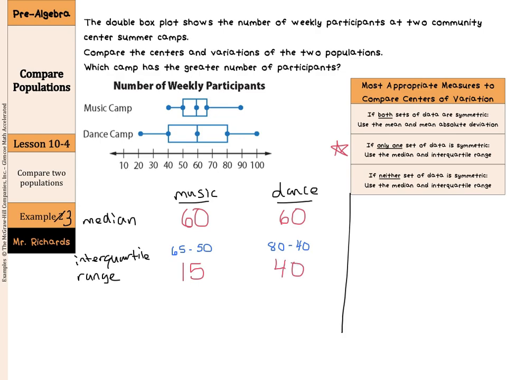So what conclusions can we draw using this information? It does appear, looking here, that overall dance camp has the higher number of participants. So we can write that. Overall, dance camp has a higher number of participants.